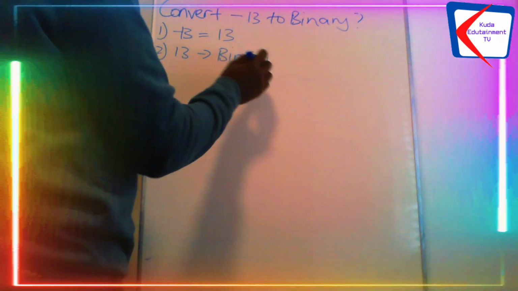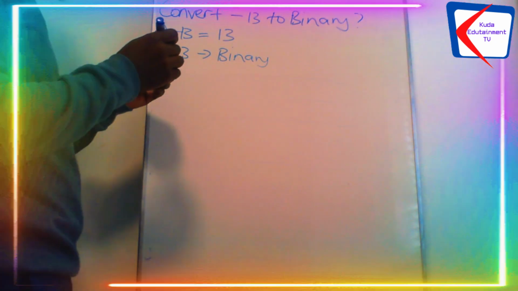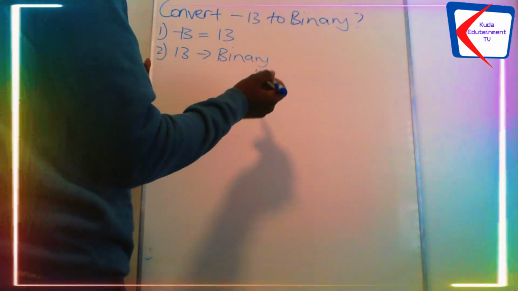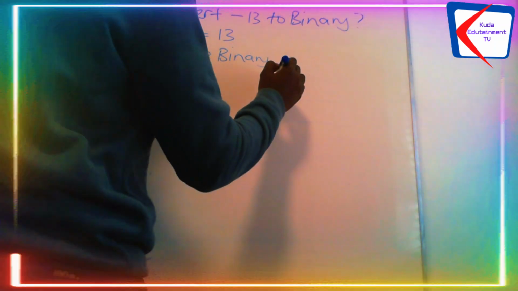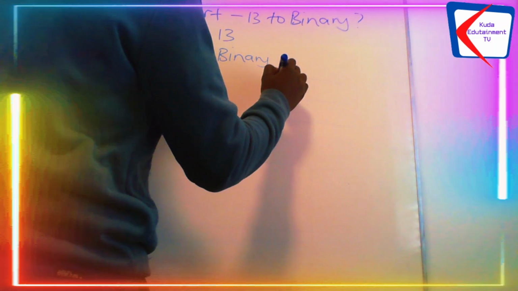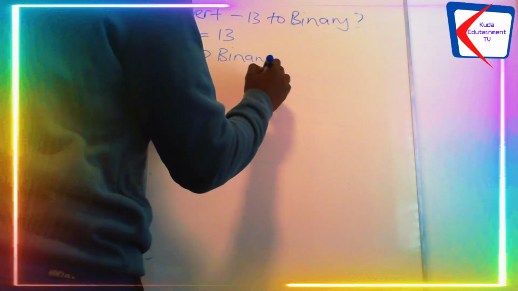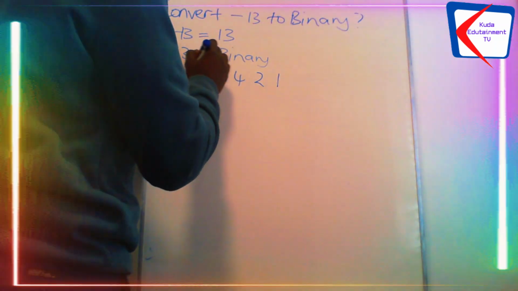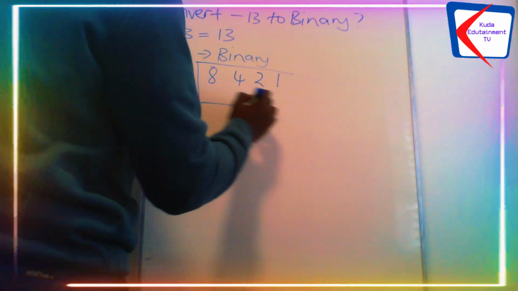So 13 is less than the largest denary number we can make using a 4-bit binary unit. So in this case, we use a 4-bit binary unit. So 4-bit binary units is 2 to the power 0, which is 1, 2 to the power 1 is 2, 2 to the power 2 is 4, 2 to the power 3 is 8. That is our 4-bit binary unit.